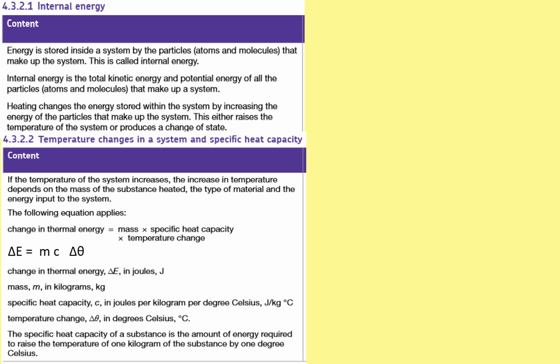So we're going to have a look at the specification. We're going to look at what internal energy is, and then we're going to look at temperature change and something called specific heat capacity. And there's an equation here which you don't need to remember, but you do need to apply. So you need to know what all of it actually means.